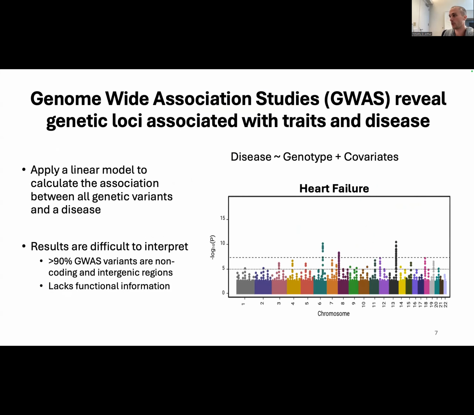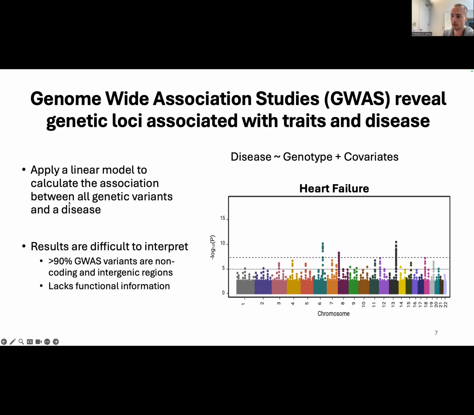So the primary way that genetics are investigated for complex diseases is using genome-wide association studies. Essentially, a linear model is used to calculate the association between all genetic variants across the genome and a disease or a trait phenotype. In this toy example, there are 3 loci, one on chromosome 6, one on 8, and one on 13, that are above genome-wide significance and are associated with heart failure, let's say.